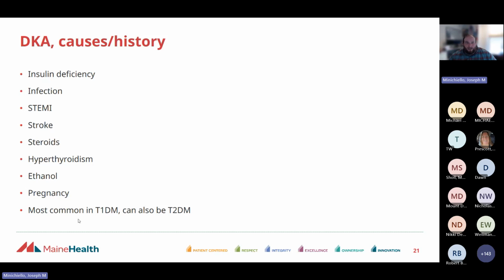Ethanol can be a trigger. Again, it's just messing with your overall metabolism, physiology, the way your body's using sugar or not sugar. Pregnancy, and this again kind of gets to the gestational diabetes, insulin resistance piece.